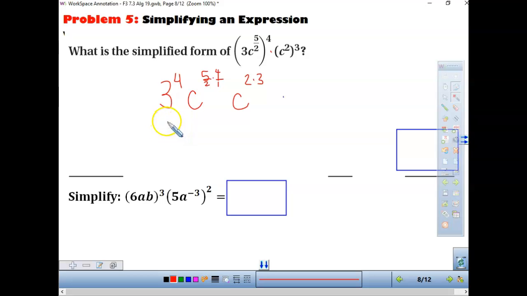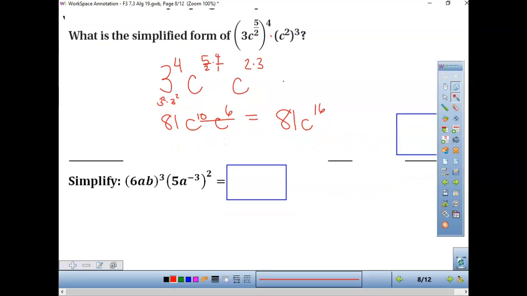So again, if I'm looking at this problem, I remember 3 to the 4th because 3 to the 2nd is 9, and 9 times 9 is 81. Here, 2 can go into 4, so 20 divided by 2 is still going to give me c to the 10th. And then I have c to the 2 times 3, so c to the 6th. Now is when I add the exponents. So my final answer is going to be 81, and I'm adding 10 and 6 because they have the same base, c to the 16.